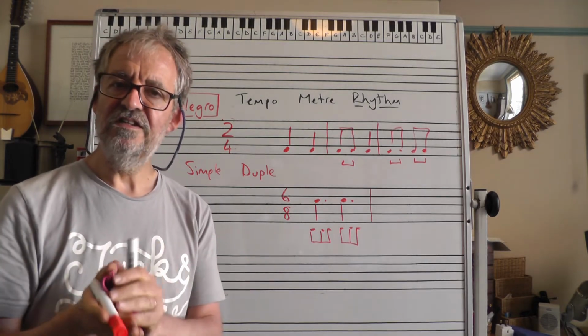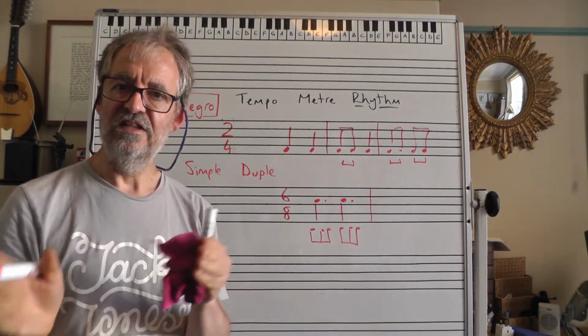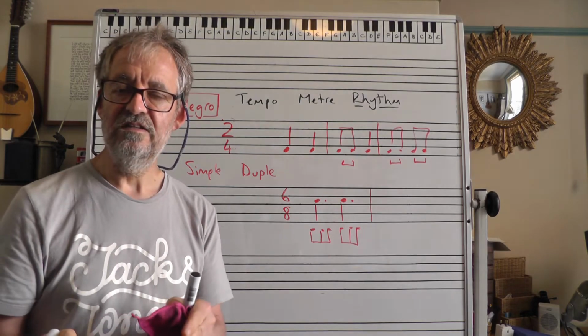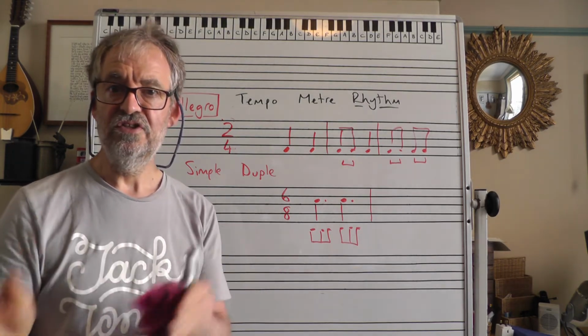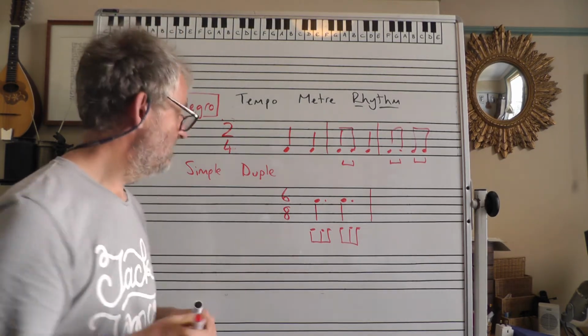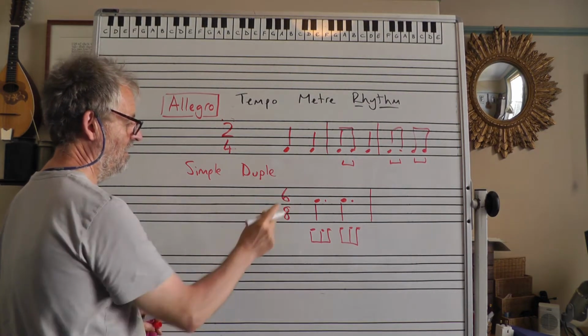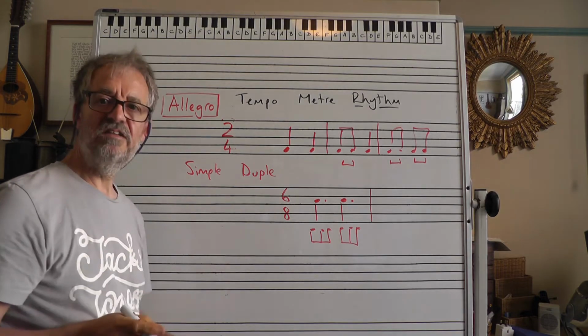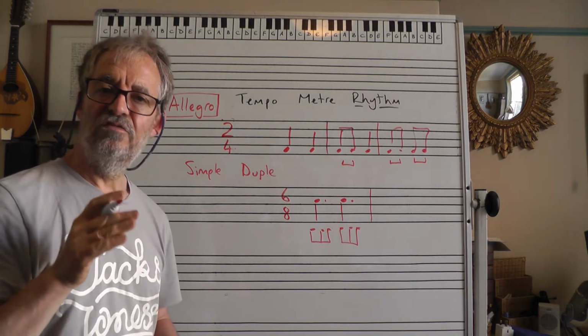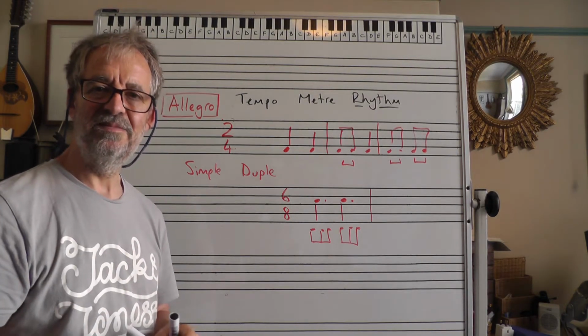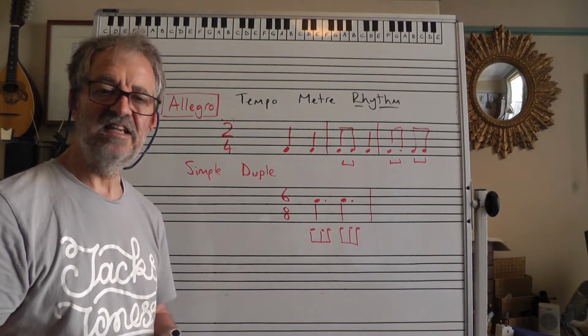But once I get faster notes, I either go 1 and 2 and 1 and 2 and, or I go 1 and a 2 and a 1 and a 2 and a. And this is still 2 beats in the bar. I can explain that to anybody that's doing grade 5 theory over a long cup of tea, because it's one of the things you really need to get your head around.